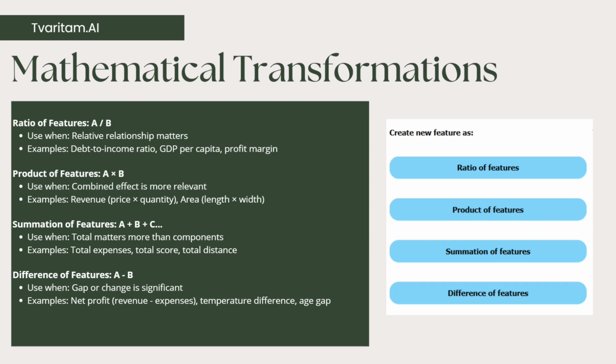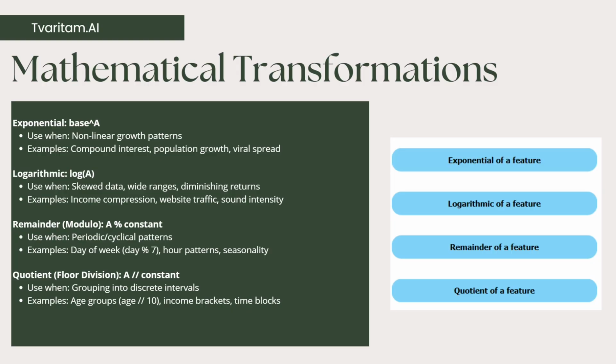Difference of features is subtracting features to extract meaningful information. For example, revenue minus expenses can give you profit. Temperature difference is useful, age gap is useful. These derived features often directly capture the quantity we are interested in. Others are exponential transformations. So exponential transformations are useful when the data show non-linear growth patterns. These are commonly seen in scientific and real world domains such as exponential increase in reaction rates, population growth, spread of an infectious disease. Exponentials are also used to model activity growth or compound processes.